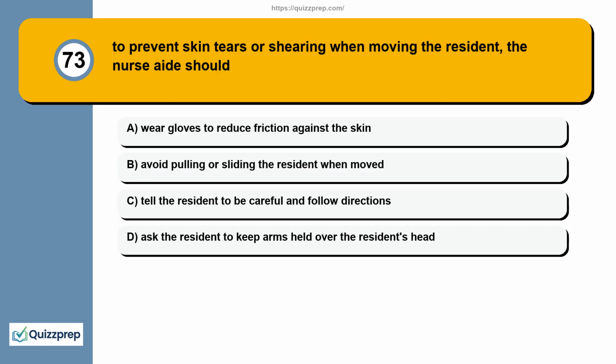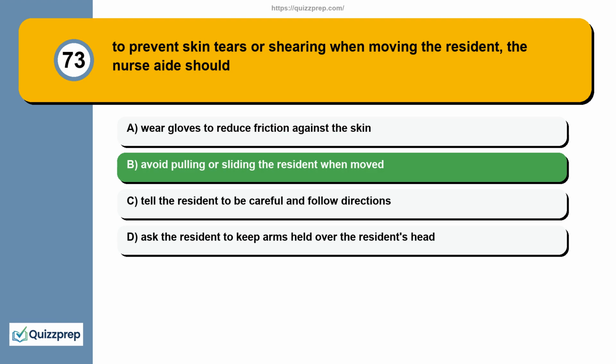Question 73. To prevent skin tears or shearing when moving the resident, the nurse aide should: option A, wear gloves to reduce friction against the skin. Option B, avoid pulling or sliding the resident when moved. Option C, tell the resident to be careful and follow directions. Option D, ask the resident to keep arms held over the resident's head. The correct answer is option B, avoid pulling or sliding the resident when moved.